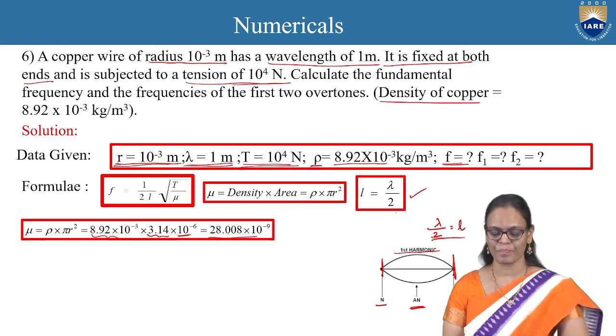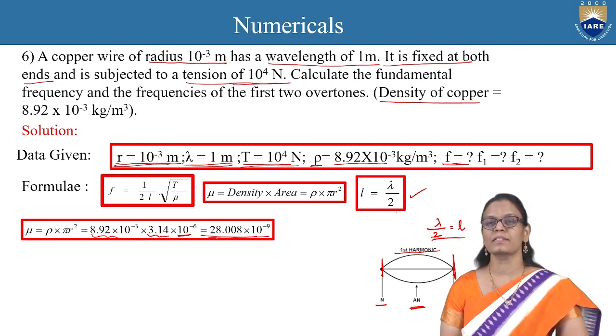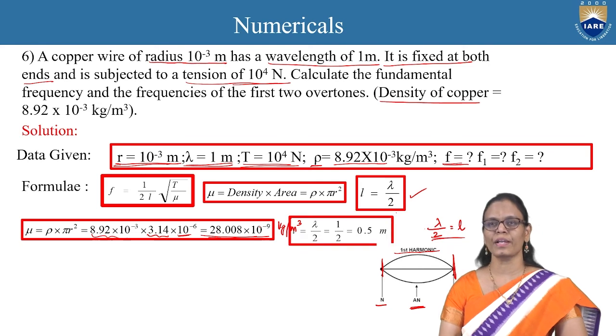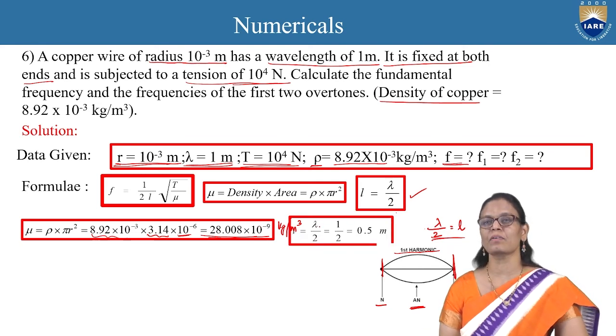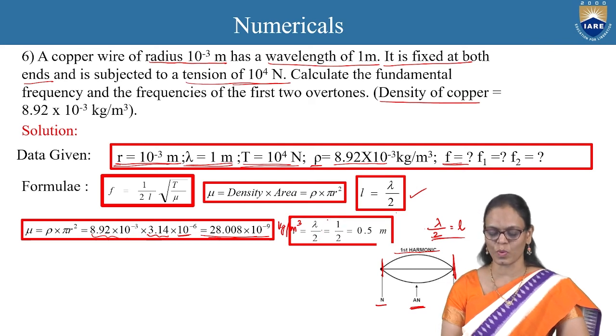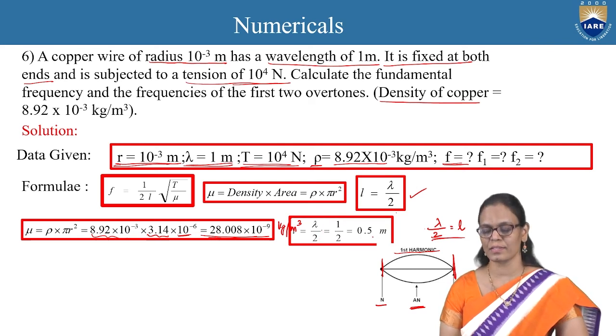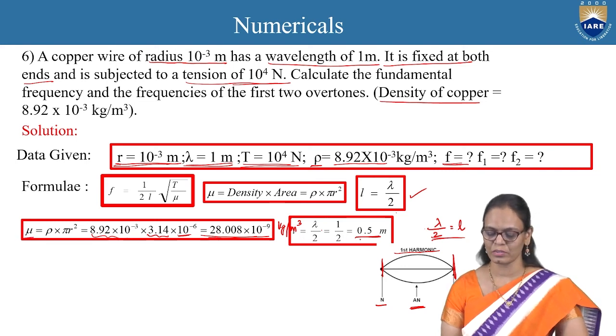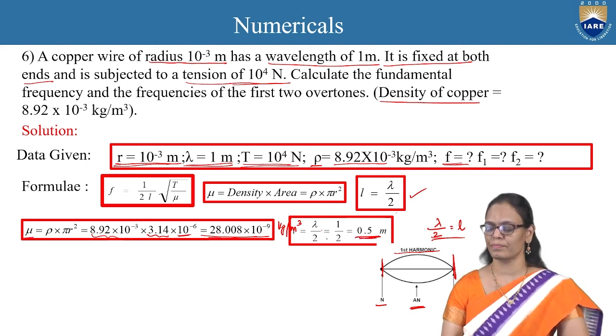So the linear density is 28.008 into 10 power minus 9 kilogram per meter cube. So this is in the SI system. Now let us write for lambda by 2. L is equal to lambda by 2. Lambda is 1 meter, so 1 by 2, that is 0.5 meter. So we have got mu, we have got L also.